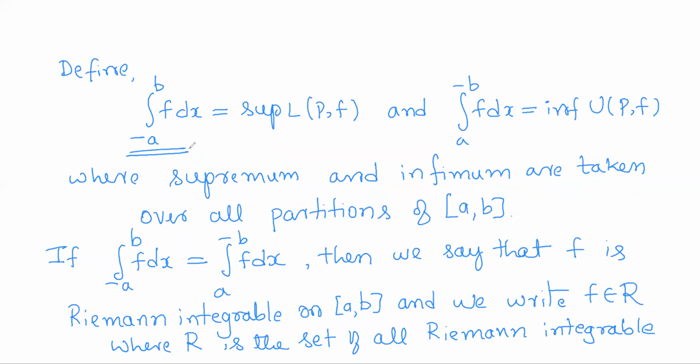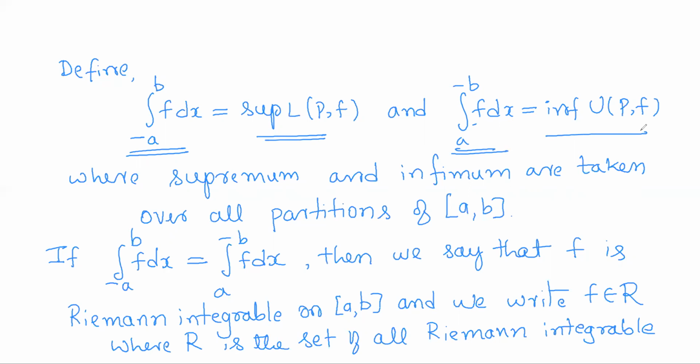So this integral is called the lower Riemann integral of f over the closed interval [a, b], and it is defined to be the supremum of all lower Riemann sums. And this integral is called the upper Riemann integral of f over the closed interval [a, b], and it is defined as the infimum of all upper Riemann sums.